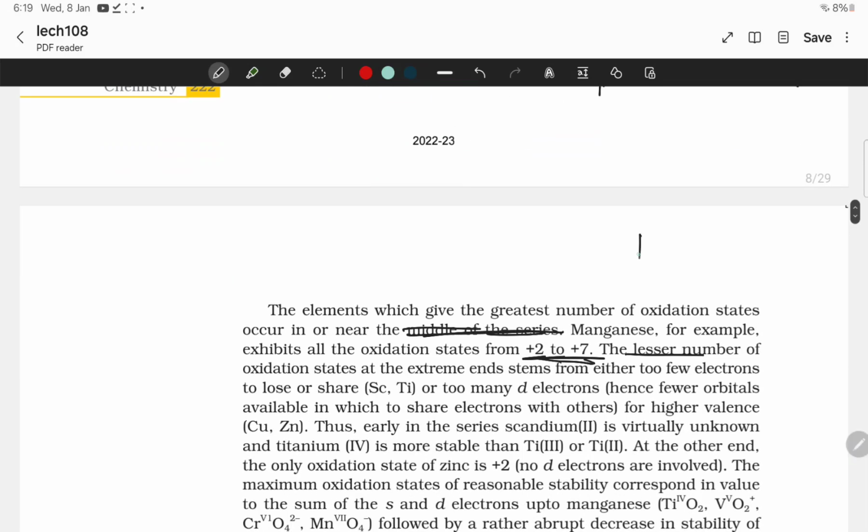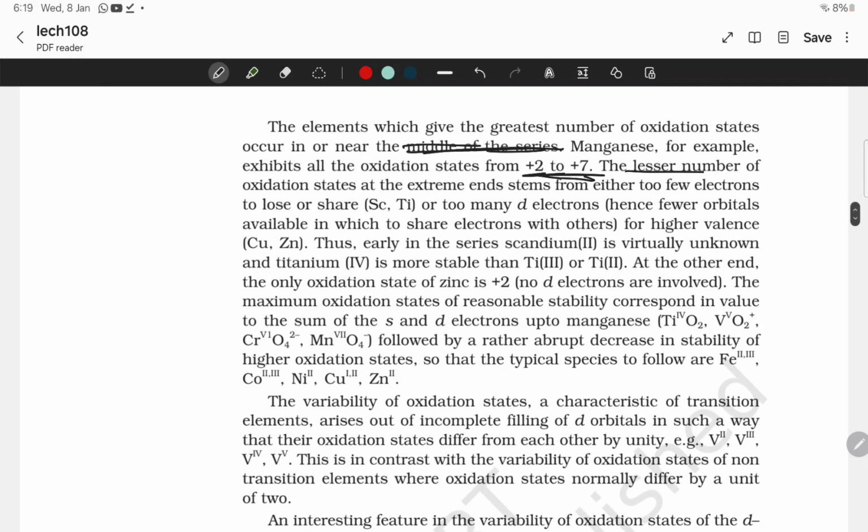We are getting what? 3d10 4s0. This is the Zn2+ configuration. Here also the d orbital is not involved. That's the reason why zinc was not a transition element. You remember? Yes. At the other end, the only oxidation state of zinc is +2.